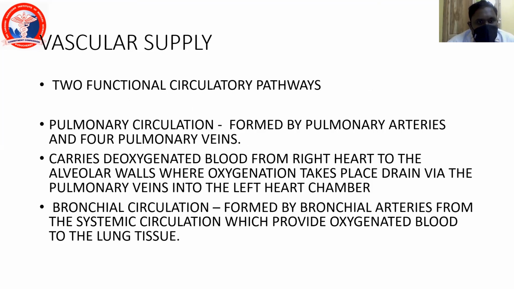Vascular supply consists of two functional circulatory pathways, the pulmonary circulation and bronchial circulation. The pulmonary circulation is formed by the pulmonary arteries and four pulmonary veins. They carry deoxygenated blood from the right side of the heart to the alveolar walls where oxygenation takes place, and drain via the pulmonary veins into the left heart chamber. Bronchial circulation is formed by the bronchial arteries from the systemic circulation, which provide oxygenated blood to the lung tissue.